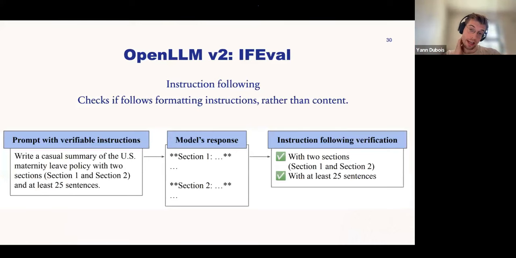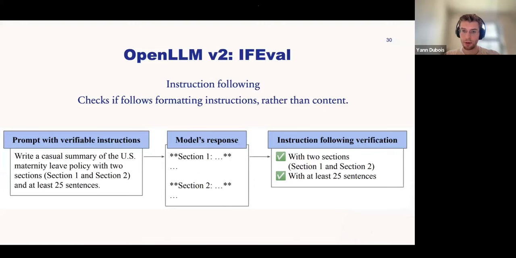Another one is called IFEval, for instruction following evaluation. This is actually a pretty interesting benchmark. It doesn't look at the content of the LLM's answers. All it does is that in the questions they ask the LLM, they include some formatting instructions. For example, let's look at this prompt: write a casual summary of the US maternity leave policy with 2 sections and at least 25 sentences. That is free-form generation, so the model will write a free-form answer.